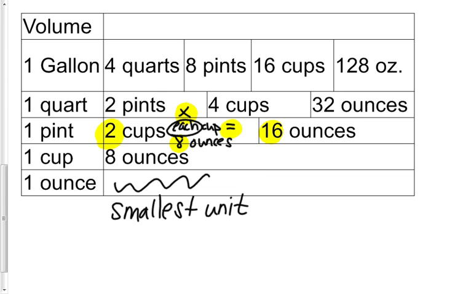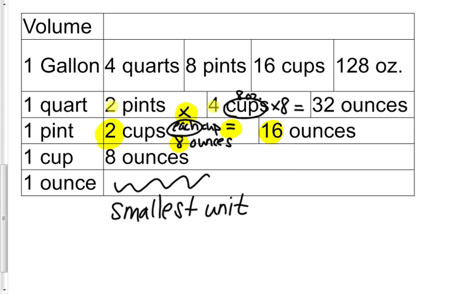So we're creating another pattern for ourselves. Let's try the same thing with pints. 2 pints equal 1 quart. Now, because there are 2 cups in every pint, we have 4 cups because 2 times 2 is 4. And now 4 cups is 32 ounces because each cup has 8 ounces. So 4 times 8 equals 32.